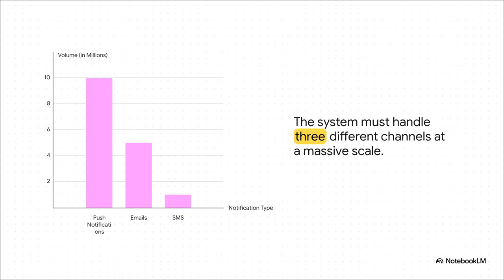And look, that 16 million number, it's not all one thing. The system has to juggle three totally different channels. The lion's share, 10 million of them, are push notifications to your phone. Then you've got 5 million emails, and on top of that, another 1 million SMS text messages. Each one of these presents its own unique technical puzzle.